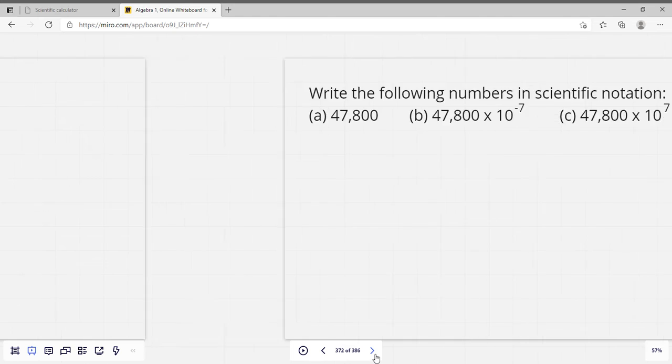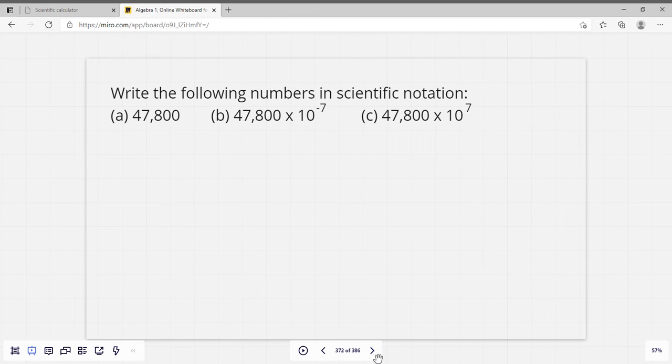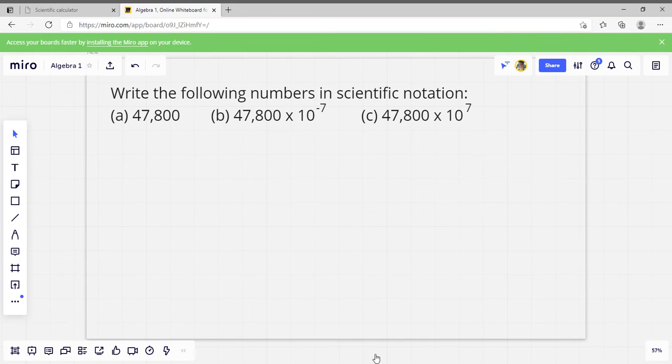Alright, let's try another one. Write the following numbers in scientific notation. So for A, I need my decimal to be right there, so 4.78, and then I moved 1, 2, 3, 4 places, so times 10 to the fourth. That's a positive because this started as a big number and we turned it into a decimal.